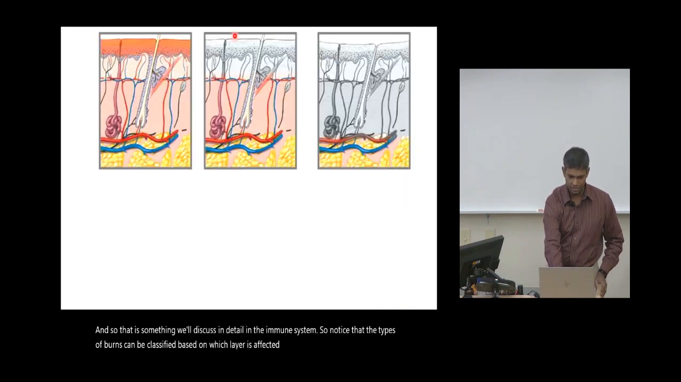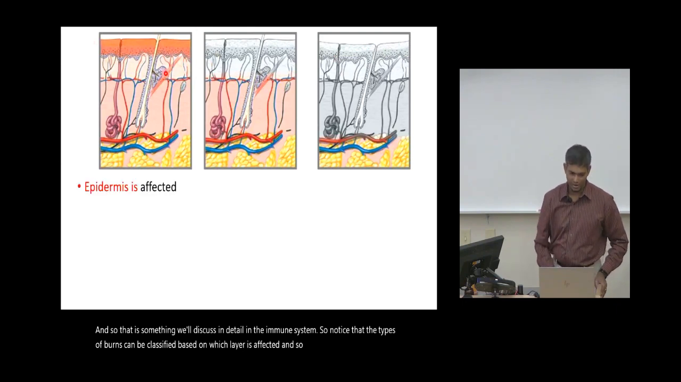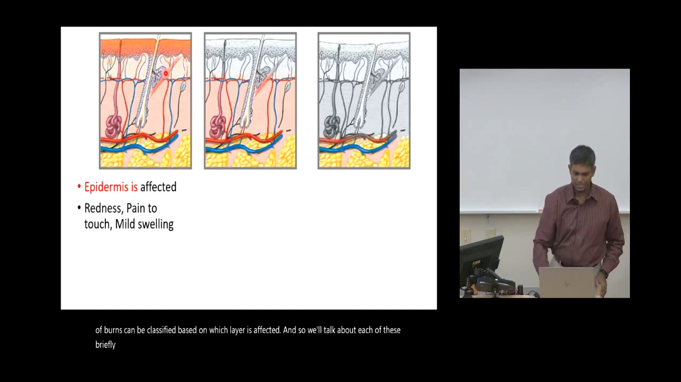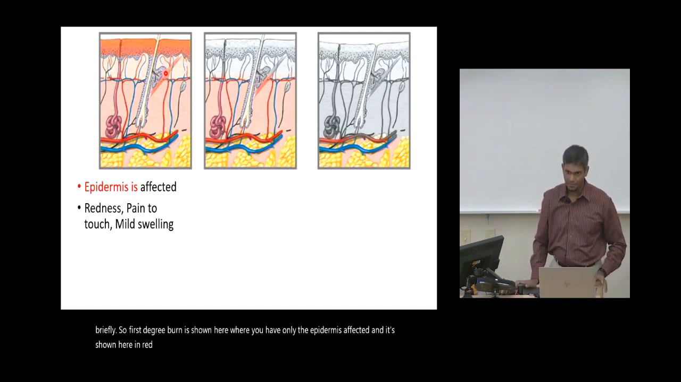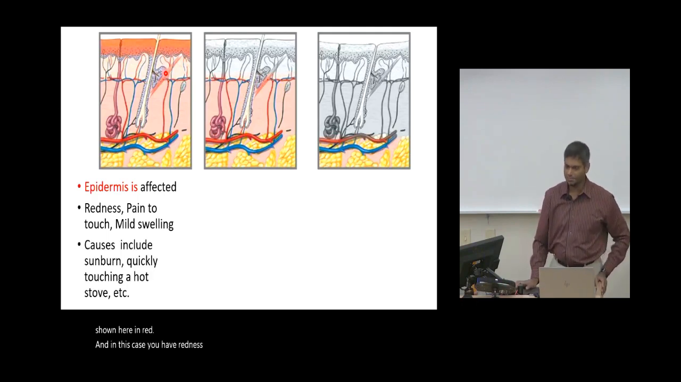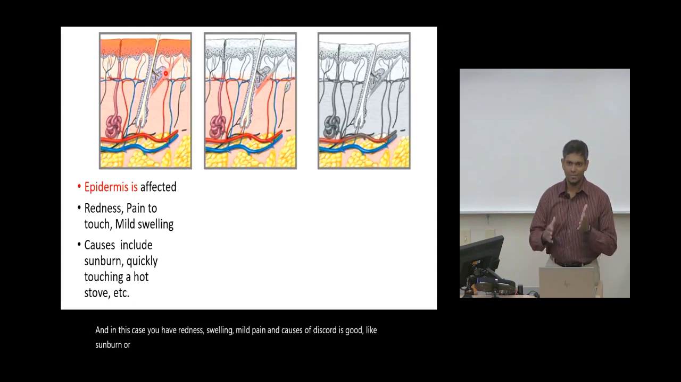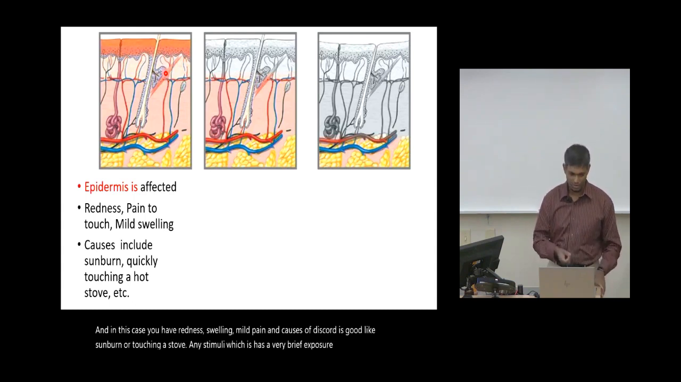So first degree burn is shown here, where you have only the epidermis affected, and it's shown here in red. And in this case, you have redness, swelling, mild pain, and causes of this could include a sunburn or touching a stove. Any stimuli which has a very brief exposure can lead to the first degree burn.